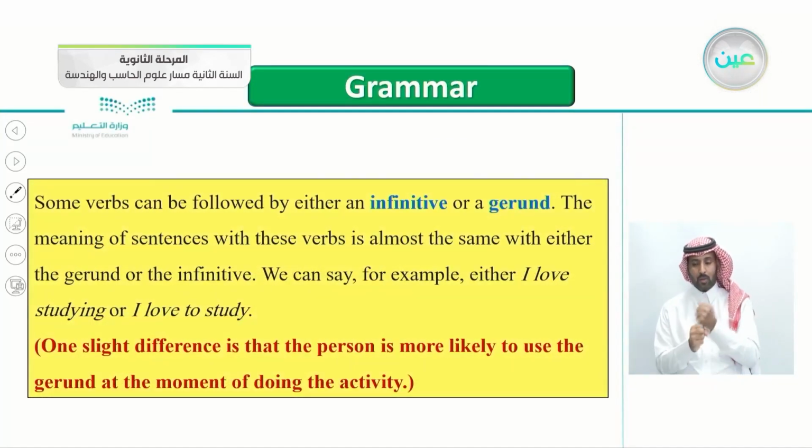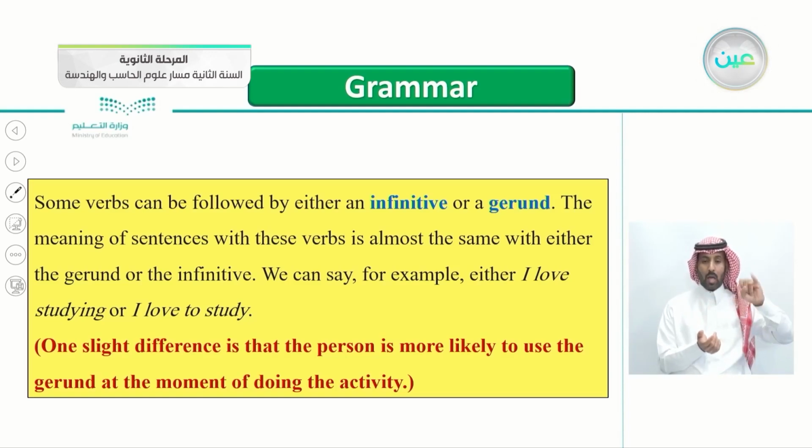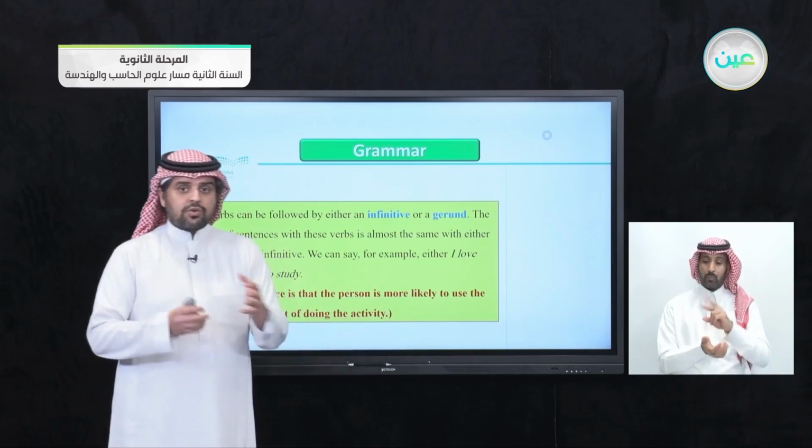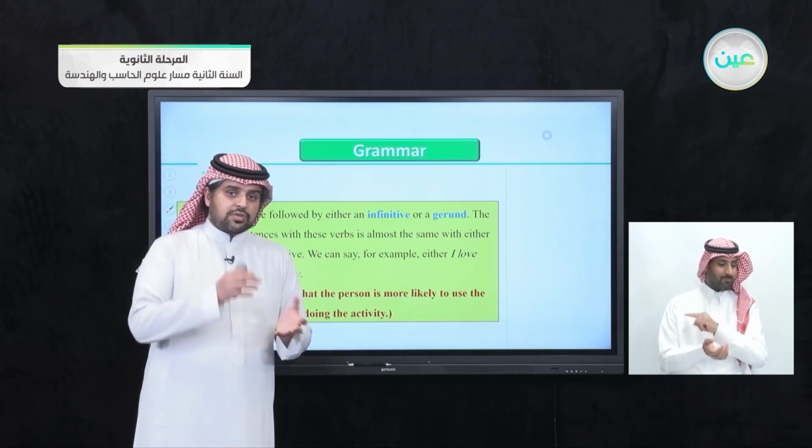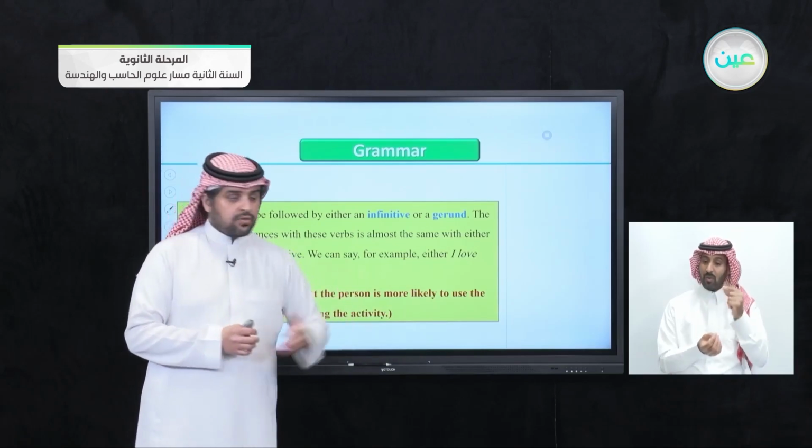Some verbs can be followed by either an infinitive or a gerund, just as we spoke before. The meaning of the sentence with these verbs is almost the same with either the gerund or infinitive. So they are almost similar in meaning. We can say, for example, either I love studying or I love to study. One slight difference is that the person is more likely to use the gerund at the moment of doing the activity. So there is no right or wrong here. It's just that using the gerund is preferable here.